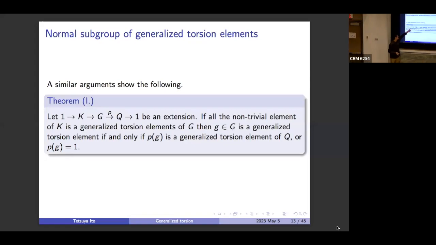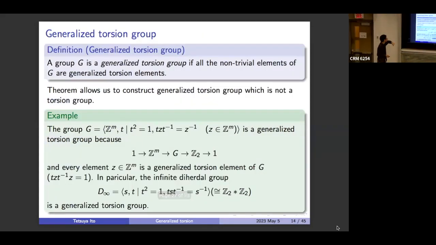This theorem means that K is a subgroup consisting of generalized torsion elements. So let us consider the following class of groups. A group Z is a generalized torsion group if all the non-trivial elements of Z are generalized torsion elements. Recall a torsion group is a group whose elements are torsion. So this is a natural generalization, and it is natural to study.